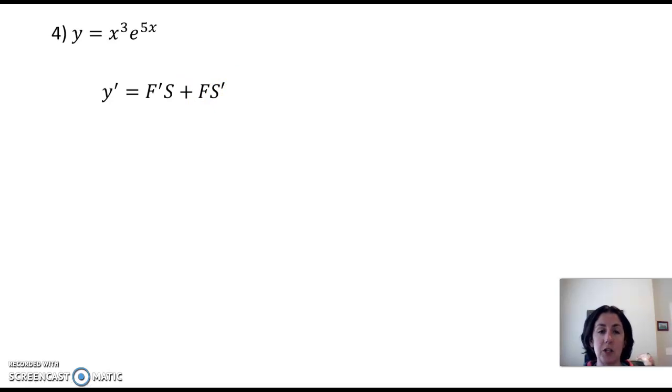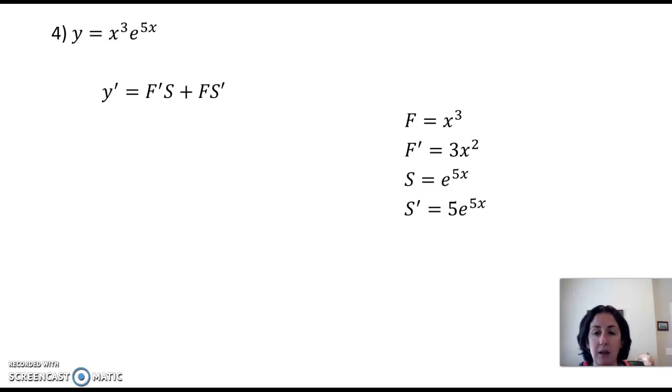So what comes first? That's everything before the word times. So that's x cubed times e to the 5x. So our first is going to be x cubed. That derivative is 3x squared. And our second is everything after the word times, which is e to the 5x. e to a power, it'll be p prime e to the p. That derivative will be 5e to the 5x. So now I have f prime, s, f, and s prime. I can plug those all in.